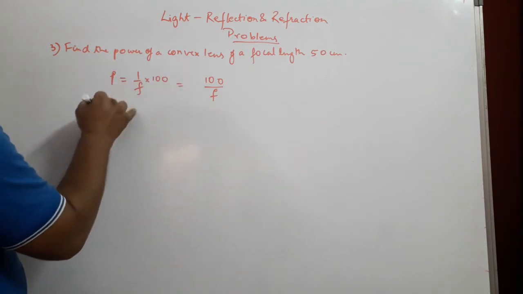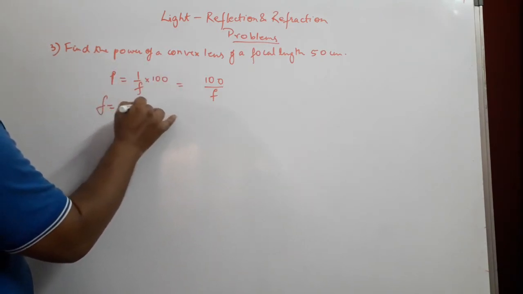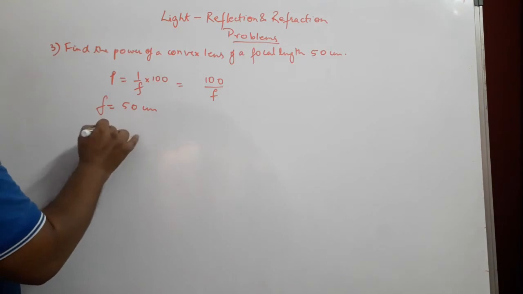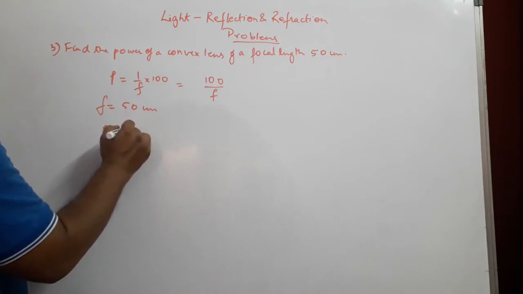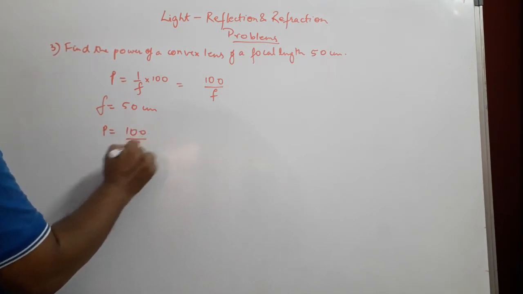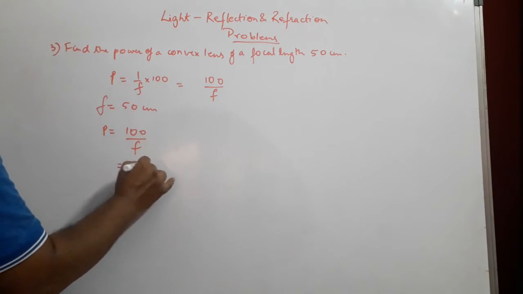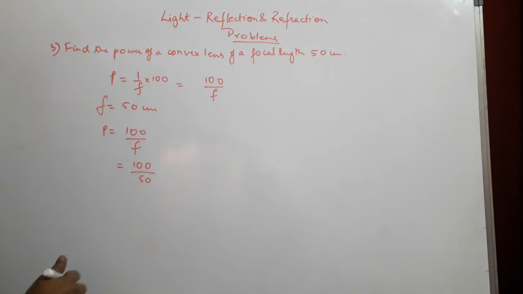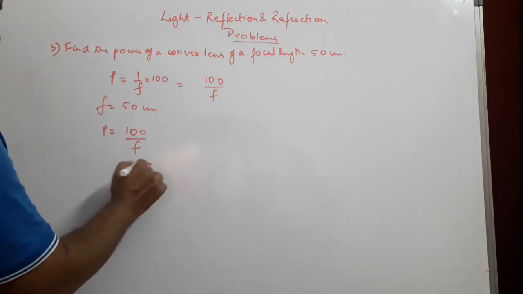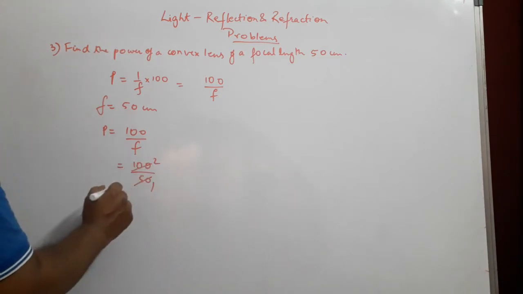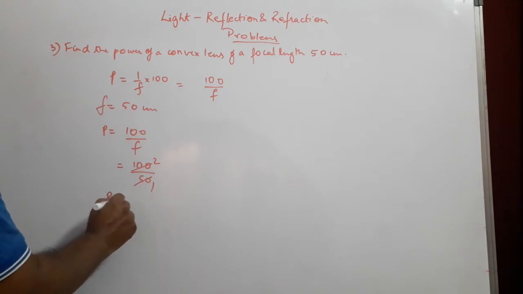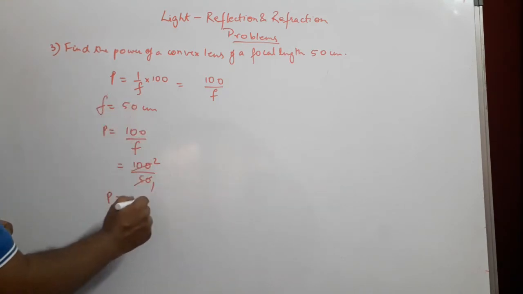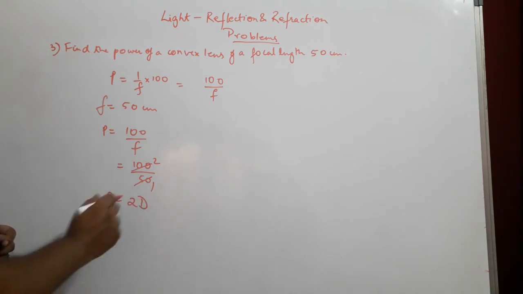So write down f is equal to 50 centimeters. The P formula we use is P is equal to 100 upon f, so 100 upon 50. We don't change the 50, we write the 50 the way it is. So 50 twos are 100, and that would give us the power equal to 2, and the unit of power is D and not meters.